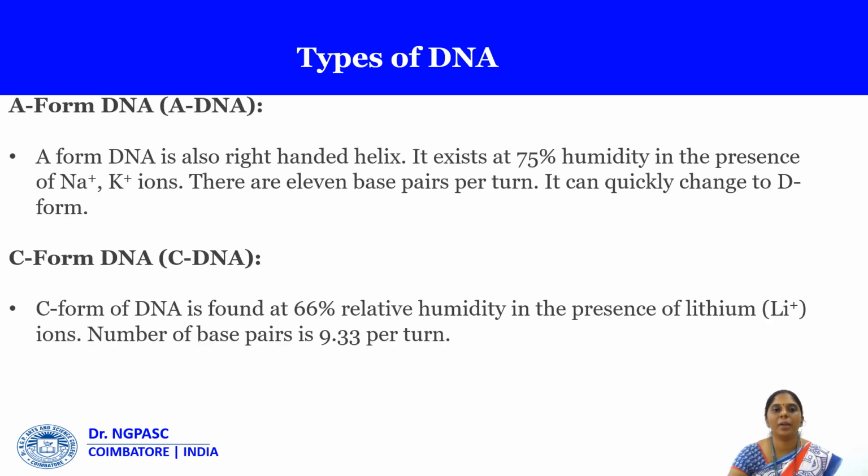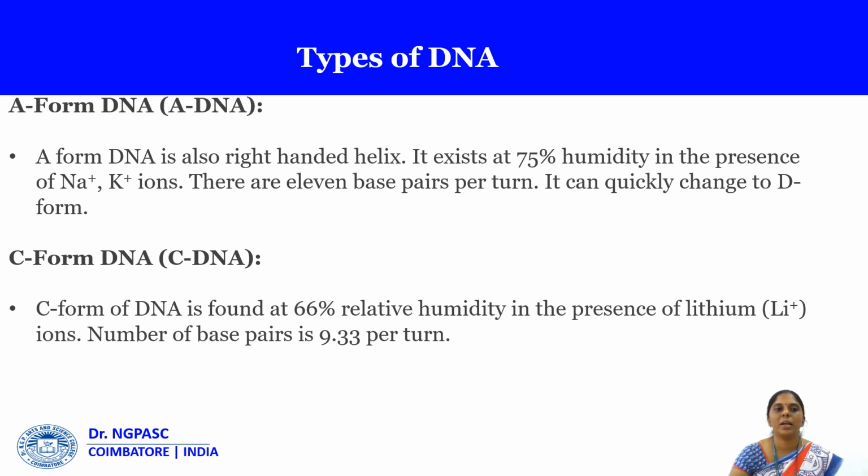Coming to the A form, it is also a right-handed helix. The A form of DNA exists only at 75% humidity in the presence of ions like sodium and potassium. So in case of B DNA, it is 10 base pairs per turn. In case of A DNA, it is 11 base pairs per turn. So it can be converted into D form also.